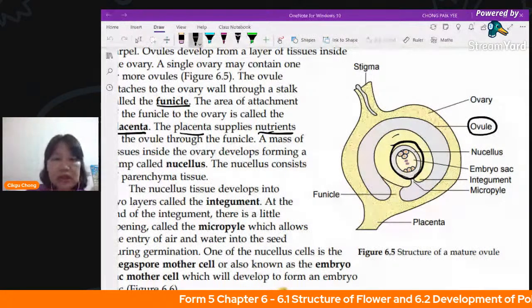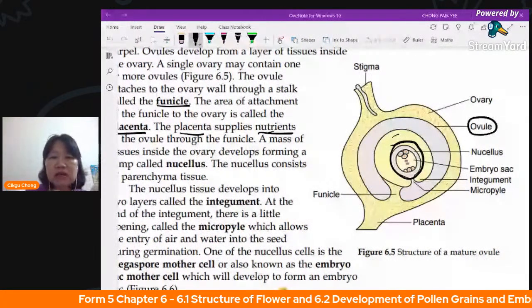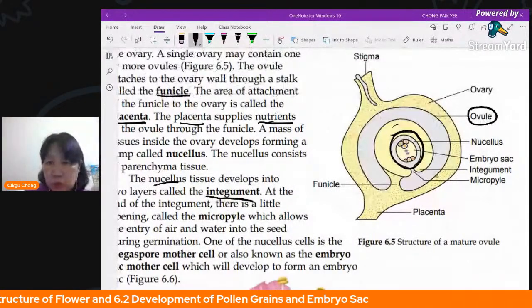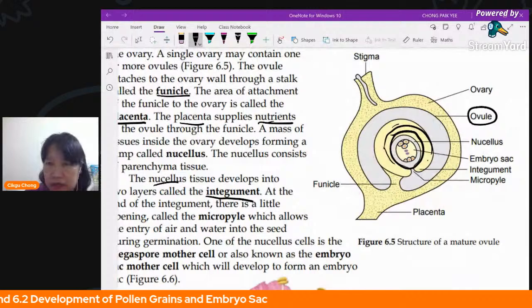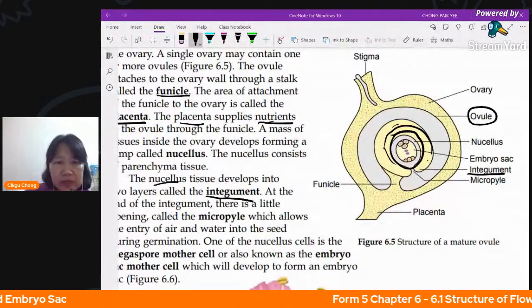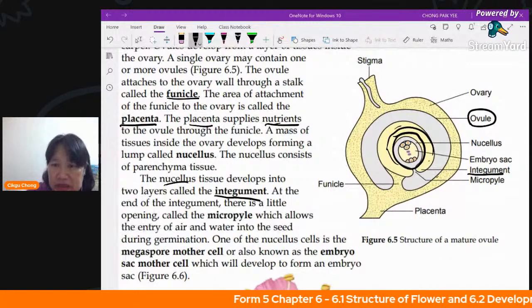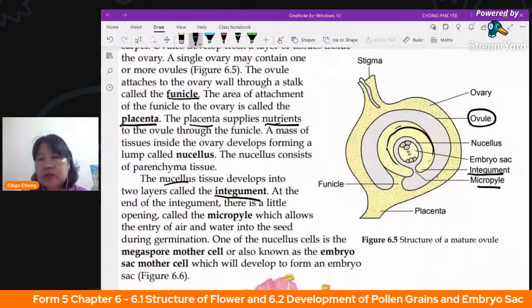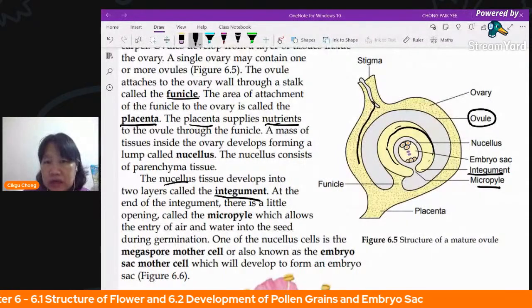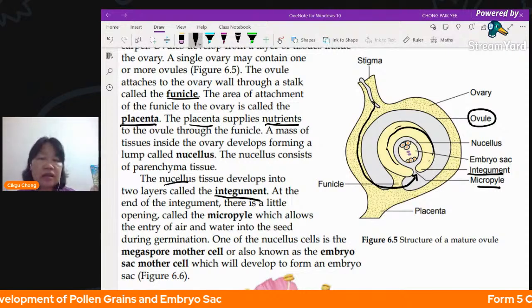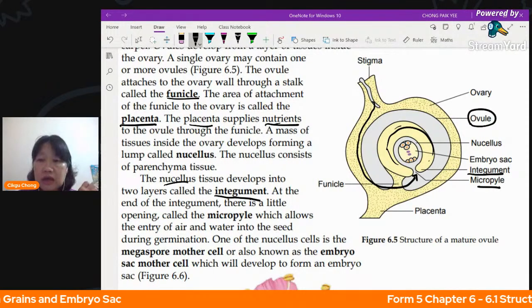After that, this nucellus gets many layers of tissue around it. They are called integument. You can have more than one layer. The next picture I show you is more clear. At the end here there's a small little hole called the micropyle. This micropyle allows the male gamete to go in, to penetrate inside, so it can fuse together with the female gamete. It has to have a hole.